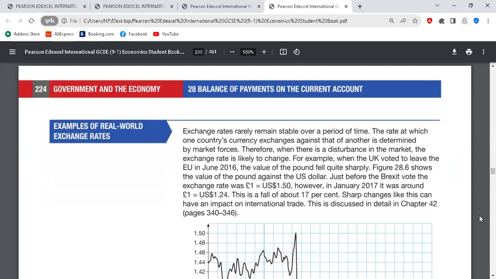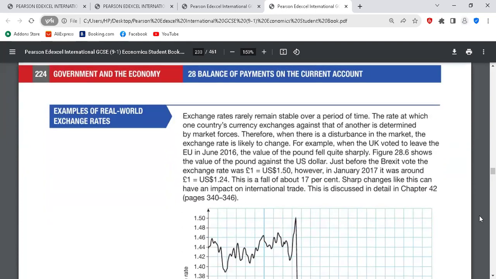Examples of real-world exchange rates. Exchange rates rarely remain stable over a period of time. The rate at which one country's currency exchanges against that of another is determined by the market forces. So the exchange rate is determined by demand for and the supply of the currency. You get the point? Demand for and the supply of the currency. That is what determines the exchange rate.